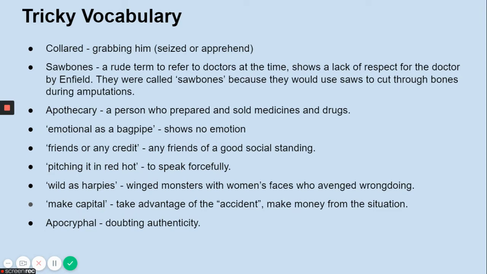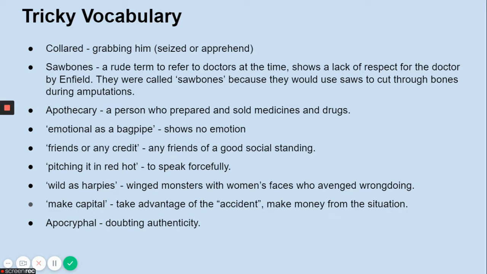Apothecary is a person who prepared and sold medicines and drugs. Emotional is a bagpipe, simile for showing no emotion. Friends of any credit. So they said that he would lose all friends of credit, basically anyone of good social standing. Pitching it in red hot basically means that they're speaking forcefully, so when they're having a go at him, they're speaking with force. Wild as harpies, so winged monsters with women's faces who avenged wrongdoing. So the women were furious. It almost reminded Mr. Enfield of harpies.